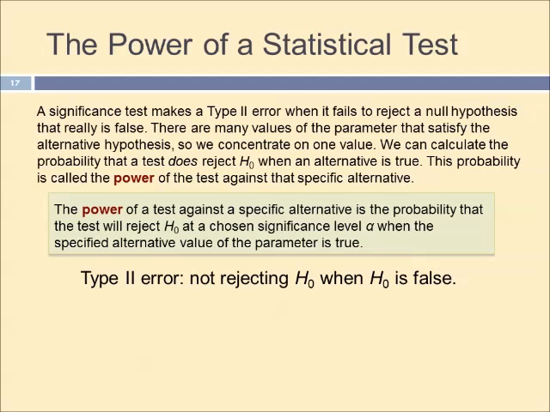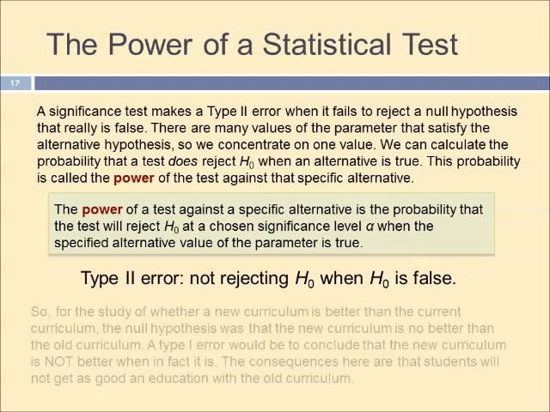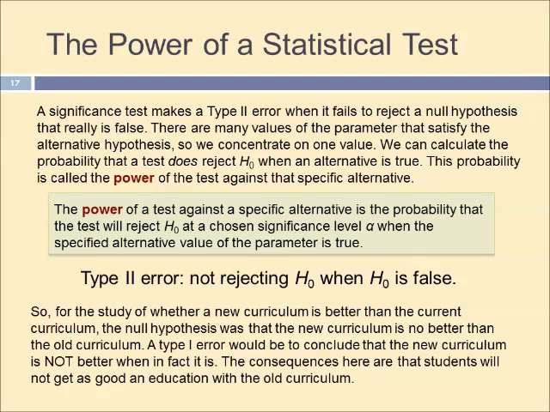So again, type 2 error is not rejecting the null when it's actually false. So consider the study of whether a new curriculum is better than the old one. The null hypothesis was that it's no better than the old one. A type 2 error would be to conclude that the new curriculum is not better when in fact it is. The consequences here might be that the students will not get as good an education using the old curriculum when they could be using the new one.